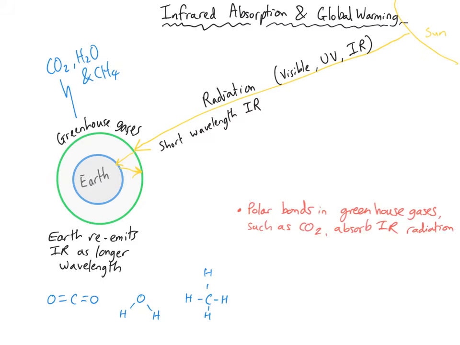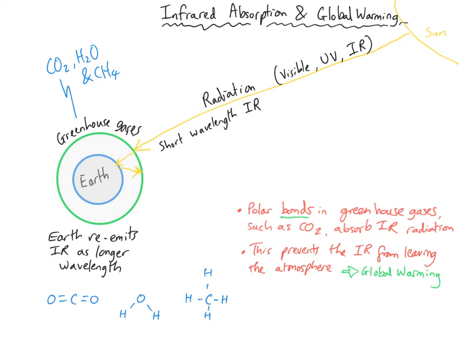Specifically, it is the polar bonds in the greenhouse gases, for instance carbon dioxide, that absorb the infrared radiation. This then prevents the infrared radiation from leaving the atmosphere, which leads to the effect of global warming, because this heat energy, infrared radiation, is trapped and can't leave. It might be that infrared radiation emitted by the Earth gets absorbed by a carbon dioxide molecule and one of its polar bonds in it.